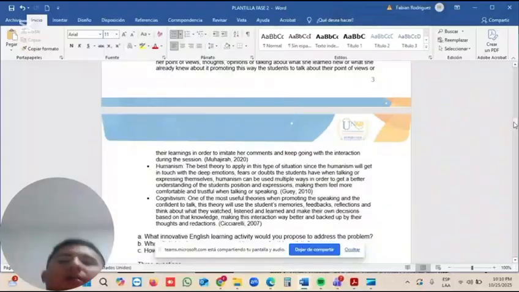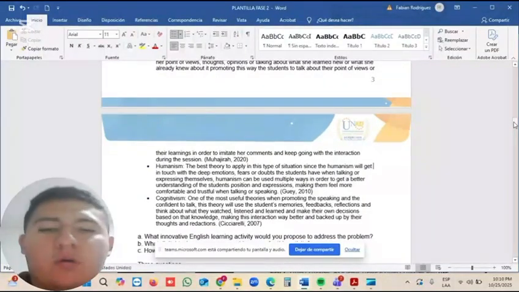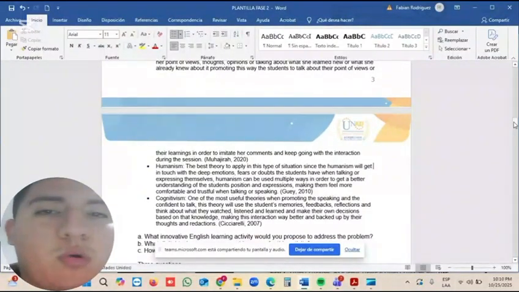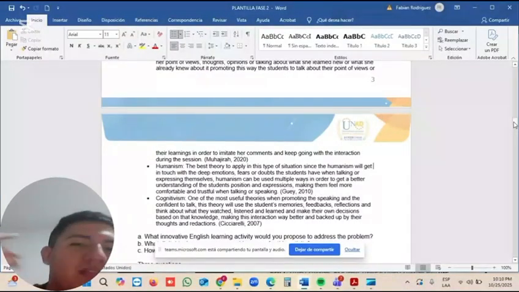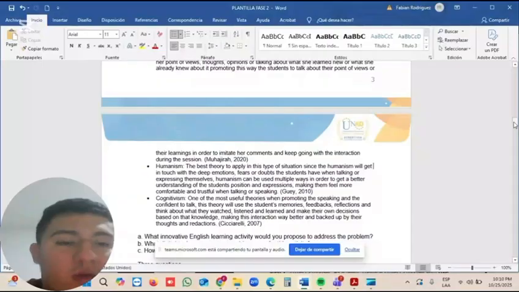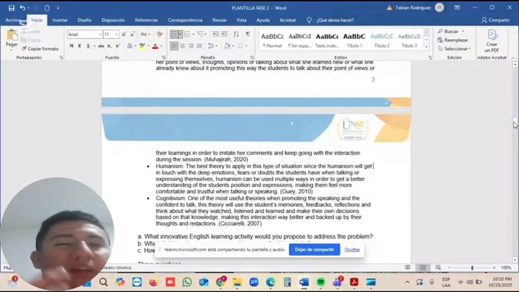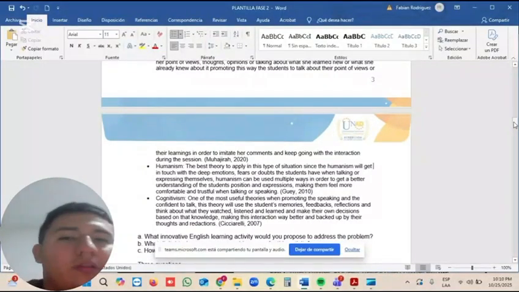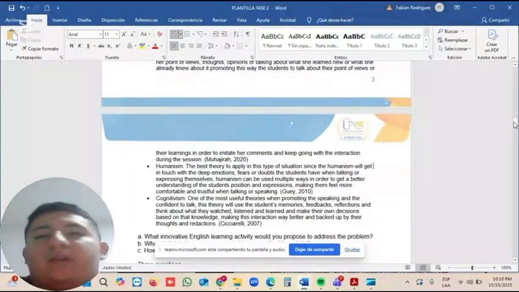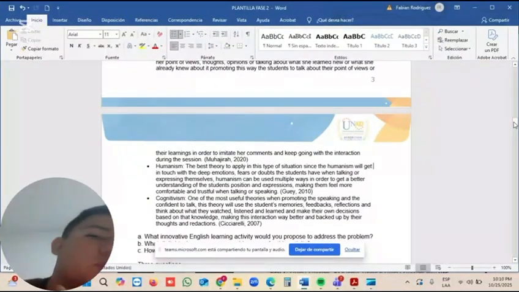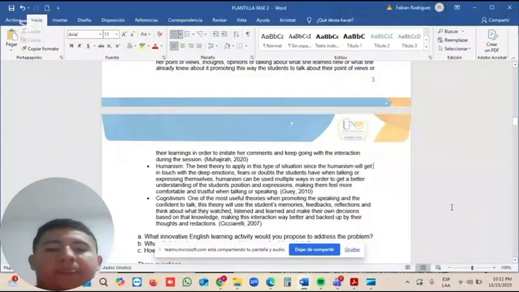And the last one, cognitivism, one of the most useful theories, promoting speaking and the confidence to talk. It makes the students think about what they're learning, what they're listening to, what they're doing, with every feedback, thoughts, and reflections. That's the reason how it's going to apply.